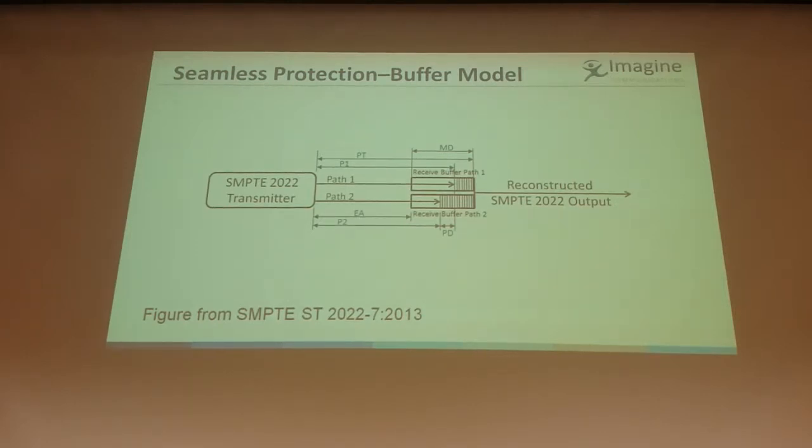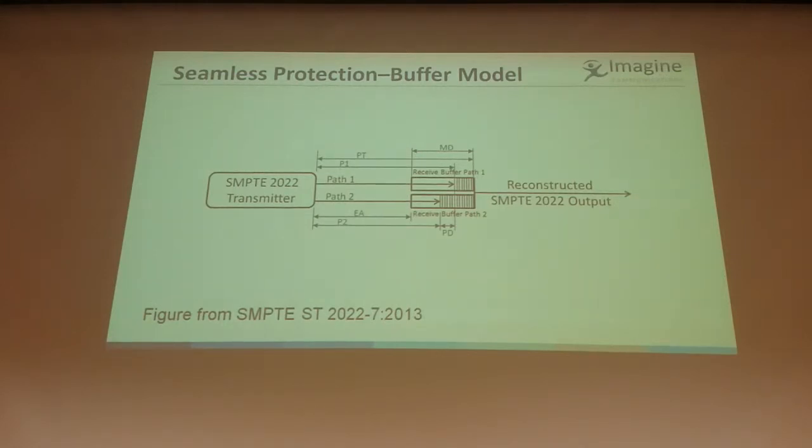And the key thing for the seamless protection is it has to make sure that it has one copy of the packet from each of the two paths. And as long as it's got a copy of the packet from the two paths, then if one packet is lost or corrupted, it can still use the other copy and you've got protection going on.